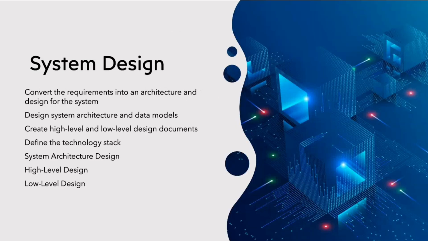The second and most important phase is system designing. Here we have two types of design: high level design and low level design. System design is where we take the requirements and, based upon them, create the architecture of the software we are designing. We discuss implementing the technologies, we check which kind of databases and which kind of data models will be needed for this project, and then we get the high level and low level design documents.